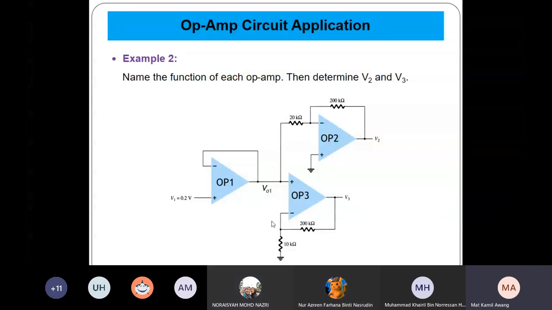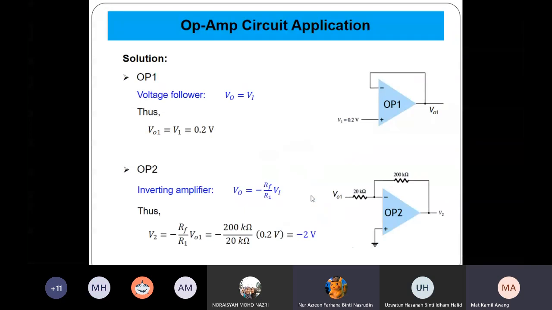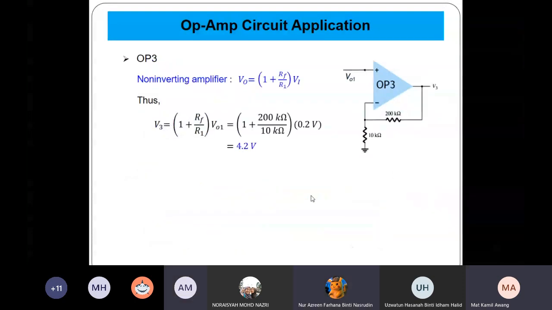So what is V3? V3 is 0.2 multiplied by 21. So what is the value? 4.2, sir. Okay. So this is the first one, voltage follower is 0.2, correct? OP2, inverting amplifier, the V2 is minus 2 volt, correct? The third one, OP3, is a non-inverting amplifier, and this is the gain. So 1 plus 200 divided by 10 gives 21, so 4.2 volt. Correct.